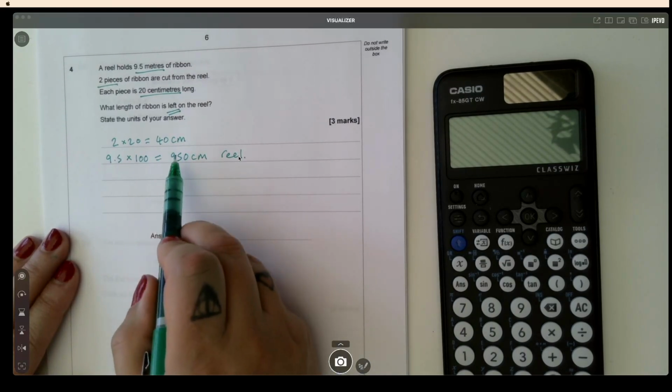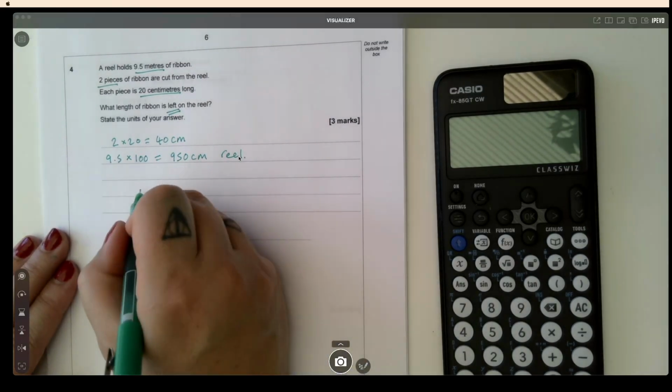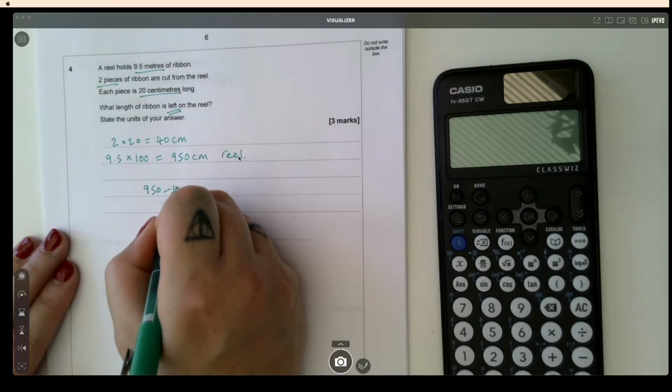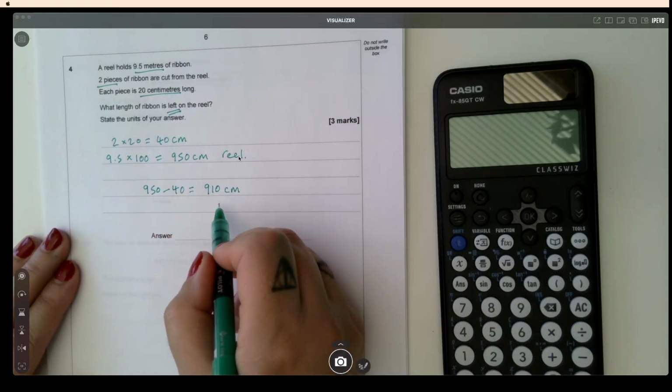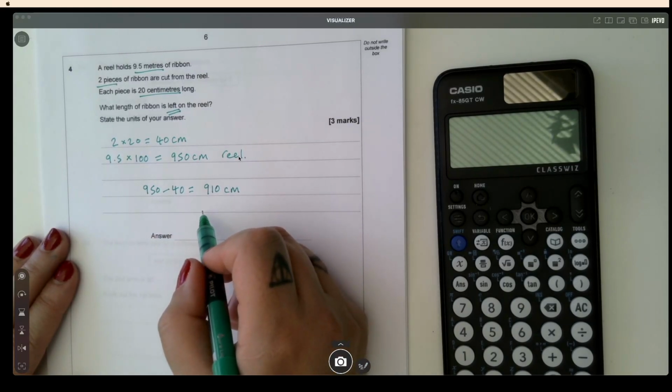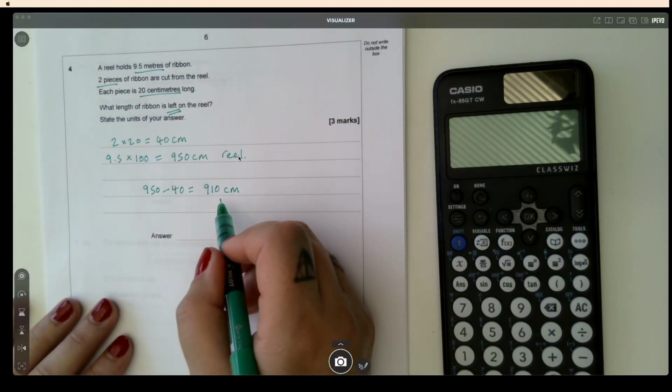So we're going to subtract 40 from 950. So 950 subtract 40 is 910 centimetres. So that's how much of the ribbon is left on the reel.